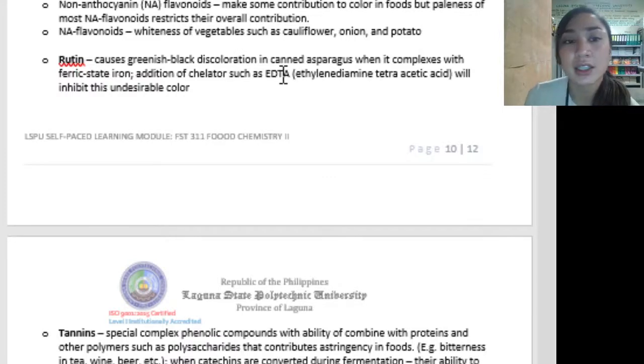So, one of it is called ethylene diamine tetraacetic acid. Again, EDTA stands for ethylene diamine tetraacetic acid. So, isa siya yung mga nag-i-inhibit, pinipigilan niya or stops the undesirable color.